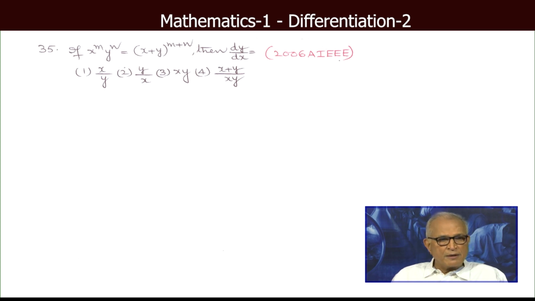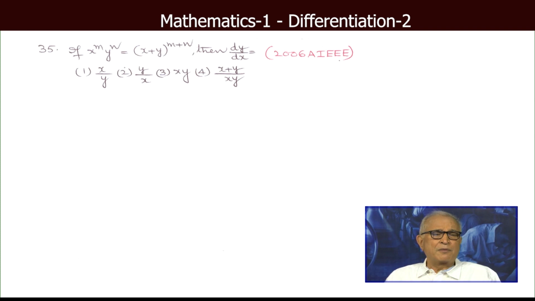So, here x power m into y power n equal to x plus y whole power m plus n. What is the derivative dy dx? Okay. Exponents m and n, nothing is said about m and n. In the absence of any clear indication about the values of m and n, they should be understood as real numbers. When the exponents are real numbers, bases must be positive, no way. x power m is defined only when x is positive, as long as m is a real number. So, also y power n is defined only when y is positive, when n is a real number, whether rational exponent or irrational exponent, no matter. As long as it is a real number, the base must be positive. So, it is clearly understood in the question that x and y are positive.